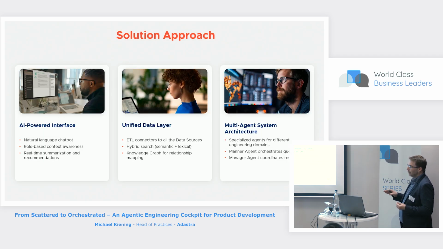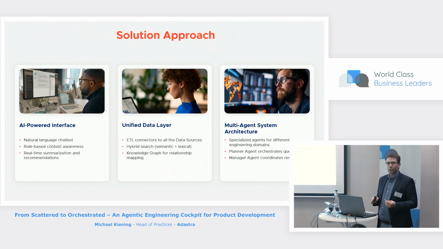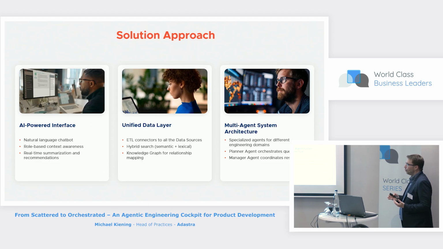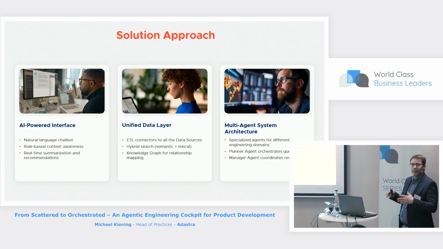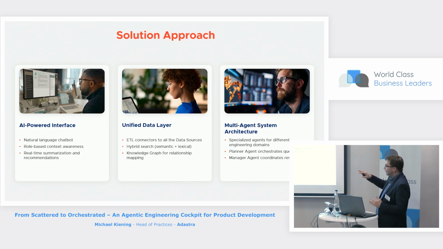Just outlining what we did, and then I will show a very high-level architecture. In the end, we provided an AI-powered interface. So the people accessing that interface were able to talk to it in natural language with a chatbot. We kept this role-based context awareness, so we created agents for each of the personas that we assumed would access the data: a test engineer, a requirements engineer, a business person from the different departments. And we provided real-time summaries and recommendations for these different personas in their roles, what they would be interested in. So we really changed the output of the tool based on who is actually asking the question. Of course, everything is accessible from a unified data layer.